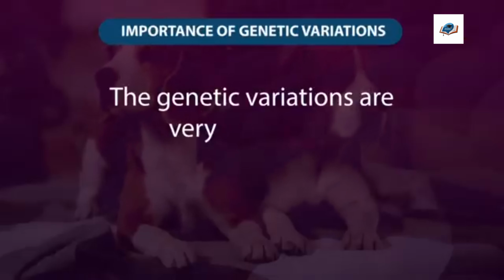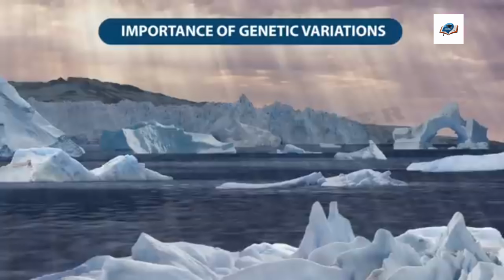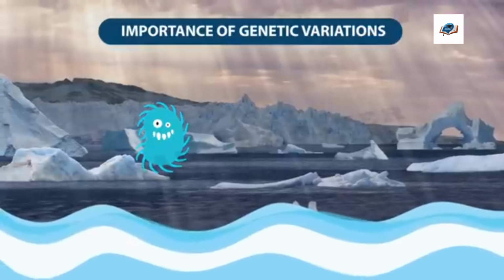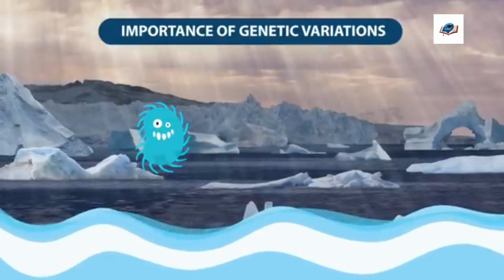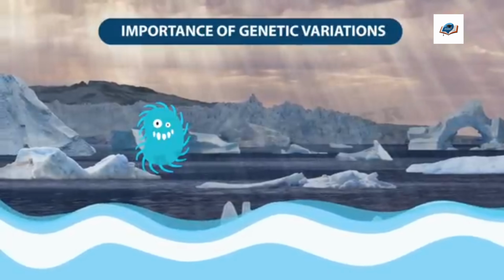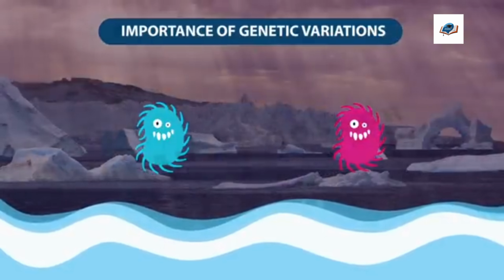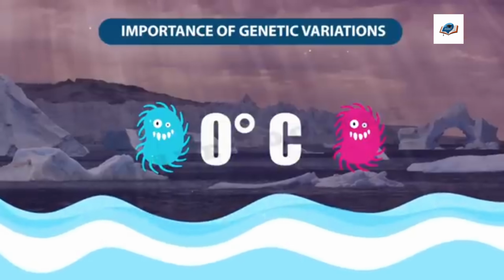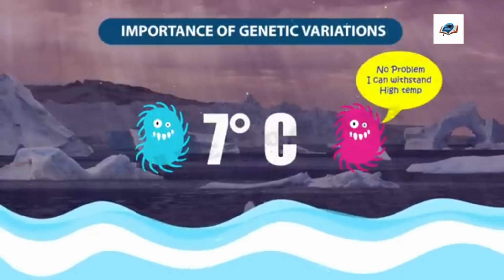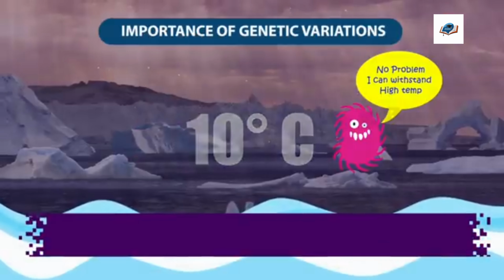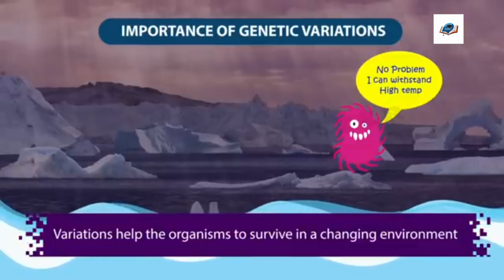Genetic variations are very important for adaptation to a changing environment. For example, there is a bacteria existing in the oceans near the poles, where the water is usually cool. These bacteria produced a variant which can withstand high temperature. Suddenly, the temperature of the ocean increases due to global warming. Now, this variant which can withstand high temperature survives and the other bacteria become extinct. In this way, variations help the organisms to survive in a changing environment.